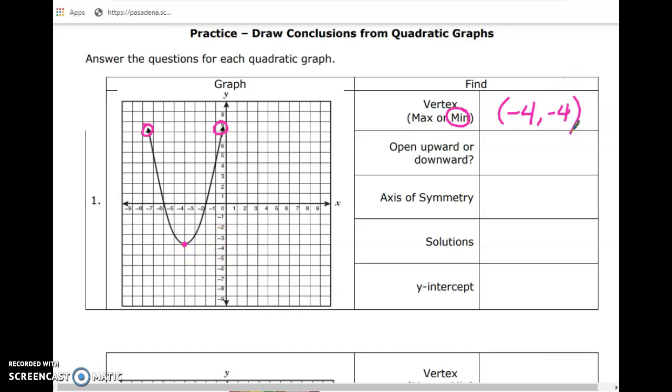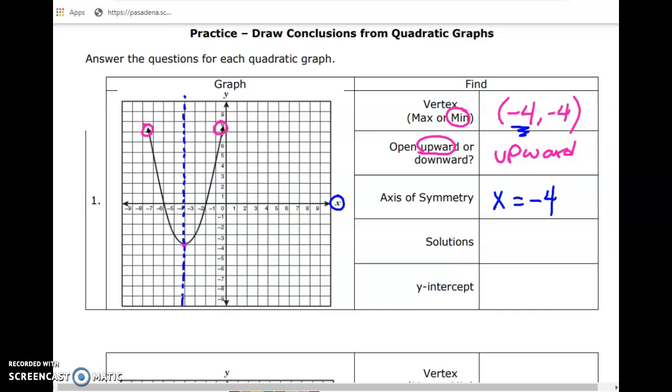Okay, so that's how you write it. And we said it opens upward. The axis of symmetry, remember, goes through the vertex. So whatever the vertex is, the x portion of it, which in this case is the -4, would be the axis of symmetry. Now, solutions.